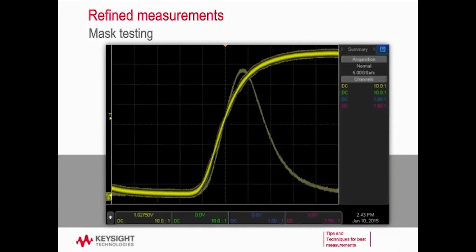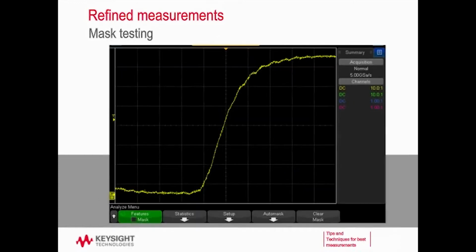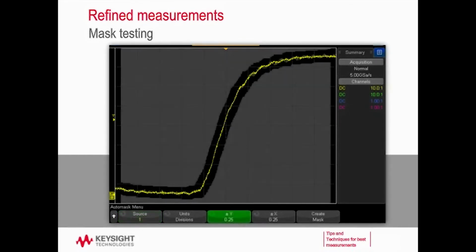So we talked about refining measurements using segmented memory and using triggering in order to isolate and look at just the signals you care about. One other thing you can do, another way to refine your measurement, is to use mask testing. Here I've gone to this data signal, and I can see I have a glitch, probably an issue in my memory controller, but there's definitely a glitch here. So let's look at how we can make a measurement of this glitch in my system, and we'll talk about mask testing as a way to refine measurements.